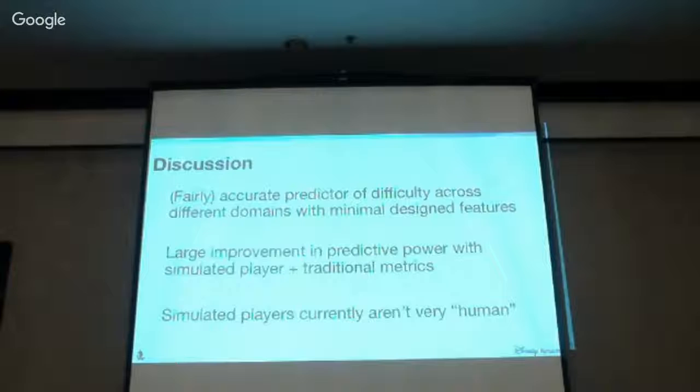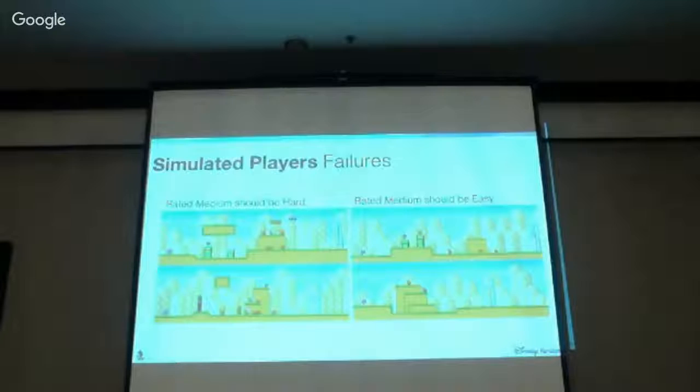We had this problem though, in that our simulated player, our A-star agent, is not very human in terms of its performance. And I'll talk a little bit about that right now. So let's look at a couple failures of our current CNN framework. On the left, you see a couple levels that should have been rated as hard. These are rated as either 8 or 9 difficulty, but our system rates them as medium. And on the right, you can see levels that should be rated as easy, but our CNN rates as medium as well.